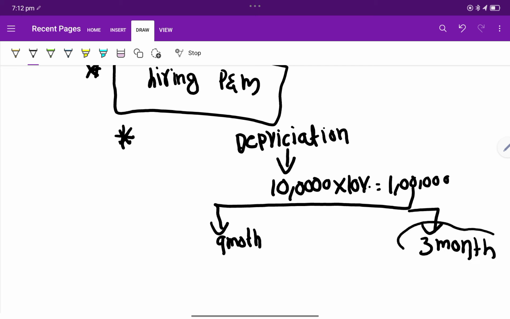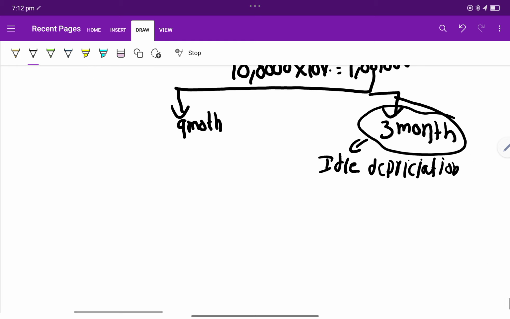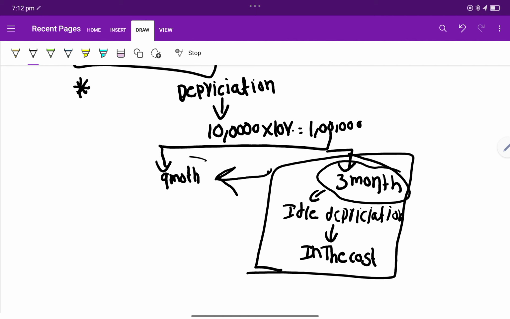So as per AS-7, idle plant and machinery depreciation shall not be considered in the cost for that contract. So this is more important. If the plant and machinery is idle, you cannot consider that depreciation while calculating the cost of that plant and machinery. Please remember this point. For 9 months we will consider this cost.